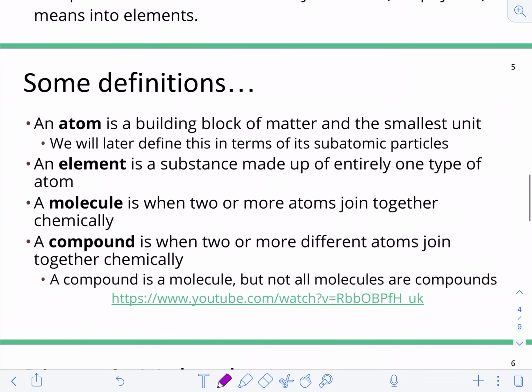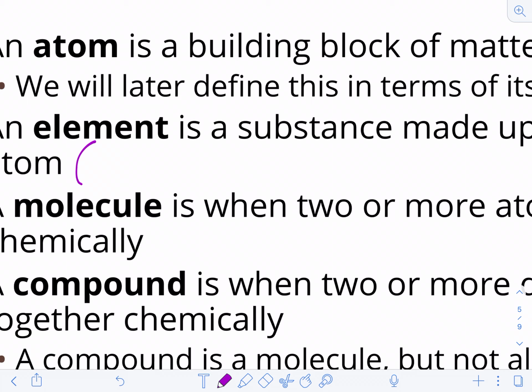All right, so some more definitions. We just talked about atoms and elements, and remember, atoms and elements are those pure substances. An atom is a building block of matter. We know it's the smallest unit, and we're going to talk about the subatomic particles later on. An element is a substance that is made up entirely of one kind of atom. So anytime something is an element, it's one box on the periodic table.